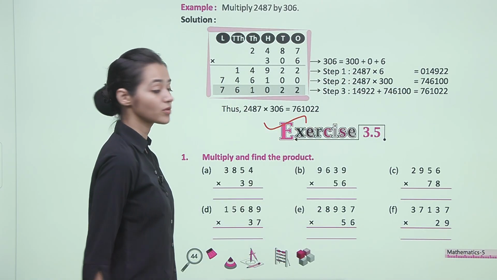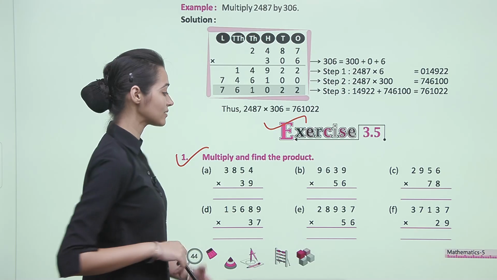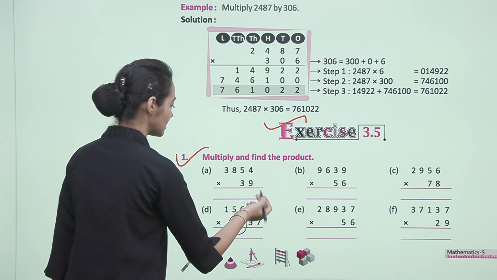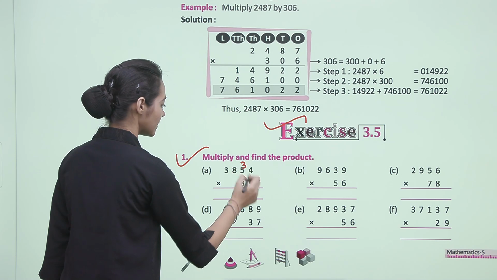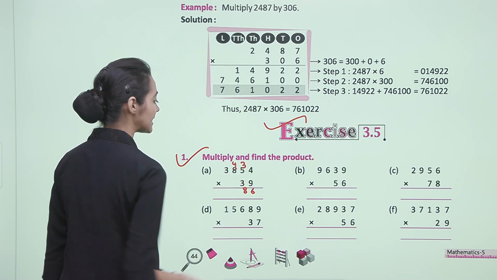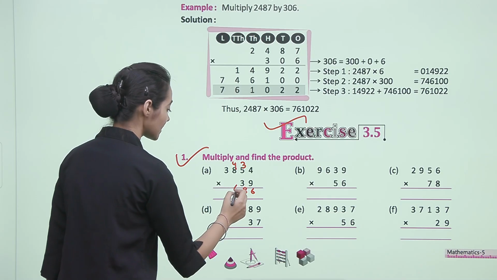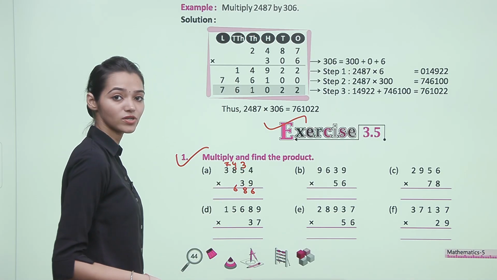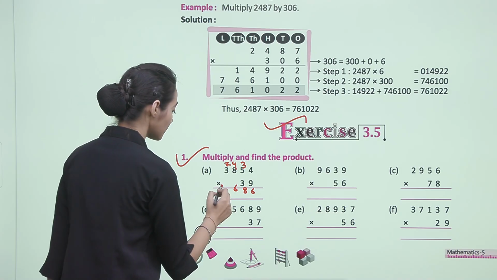Now let's look at exercise 3.5. In the first one, we have to multiply them and find the product. So 9 4s are 36, 3 carry. 9 5s are 45 plus 3, 48, 4 carry. 9 8s are 72 plus 4, that is 76, 7 carry. 9 3s are 27, 27 plus 7, that is 34.